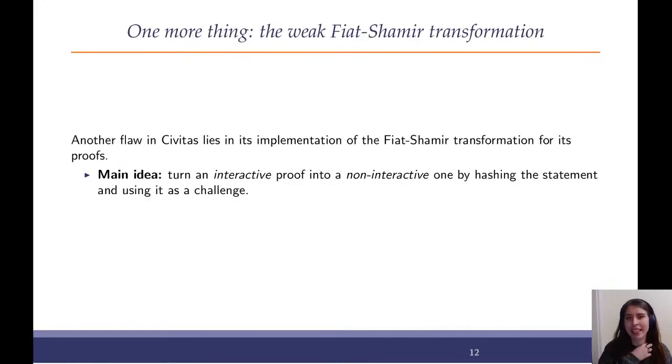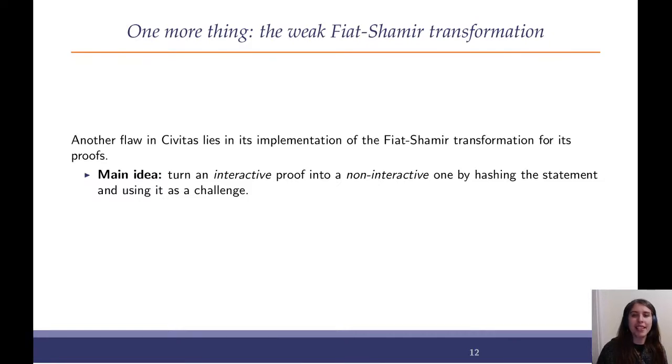Now, one more thing has reared its head in this research. There is a flaw in Civitas' implementation of the Fiat-Shamir transform. The main idea of the transformation: we take an interactive proof where the prover chooses a commitment, the challenger chooses a challenge, and the prover computes a response that should be difficult to compute without knowing the secret data.